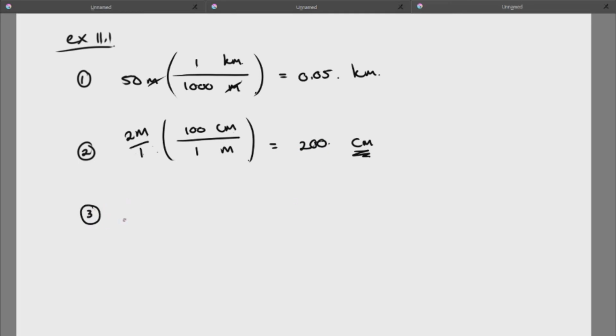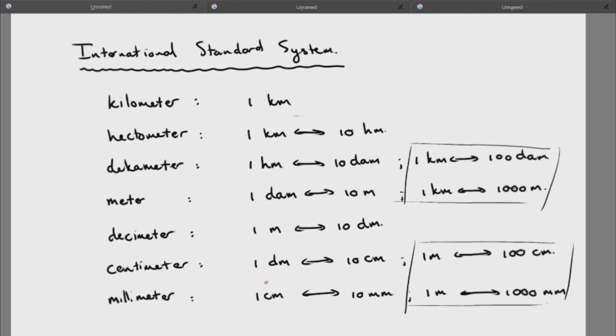Last one, 5 millimeters into decimeters. So now I don't have to memorize these. I look at my table. Do I have a millimeter decimeter conversion? According to the table, no. I'm going to have to go through centimeters to get to decimeters, if I have to just stick to the table.